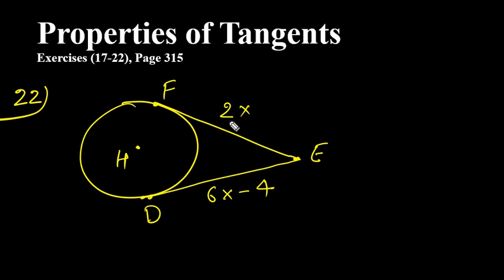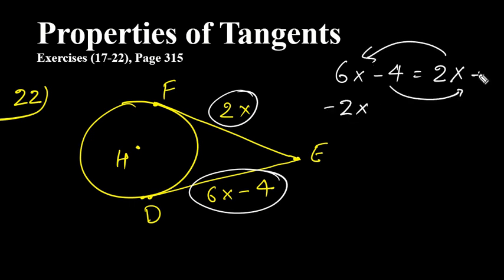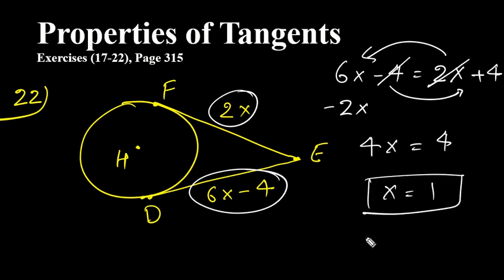Okay, good. Now what do we have to do? Property, this is equal to this. So 6x - 4 is equal to x. Bring it this side, minus 2x. Bring it to this side, plus 4. Remove it from here, remove it from here. 6 minus 2. Now x is equal to 1. So if you got 1, hooray.